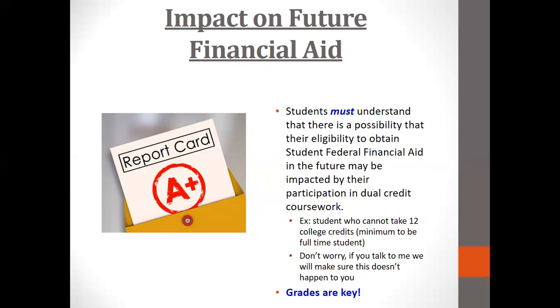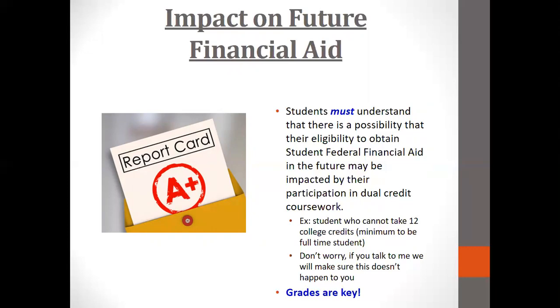An example is a student who cannot take 12 college credits, which is just the minimum to be a full-time student. For instance, this happens a lot at a tech school, where it's a 2-year program. A lot of them are 2-year programs, maybe sometimes a 1-year or a 1.5-year program, where it's a set schedule. In the fall you have to take certain classes, in the spring you have to take certain classes, and it's sequential classes.